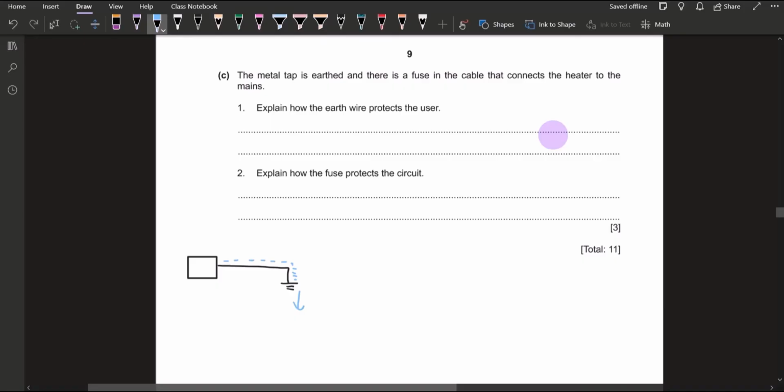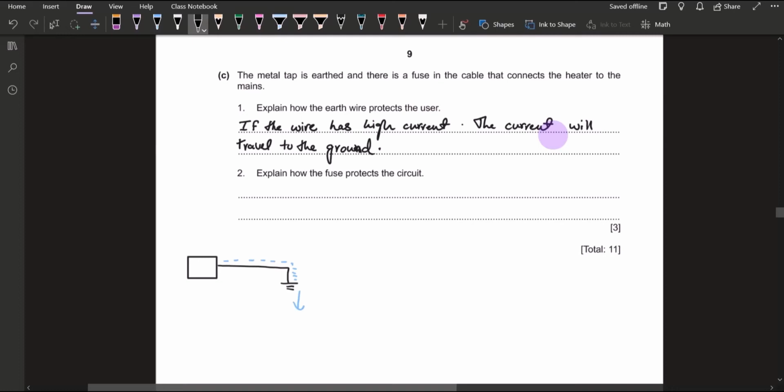This is pretty much easy. So we can write down here, if the wire has high current, the current will travel to the ground. And that's pretty much the function of earthing. Second part says, explain how the fuse protects the circuit.